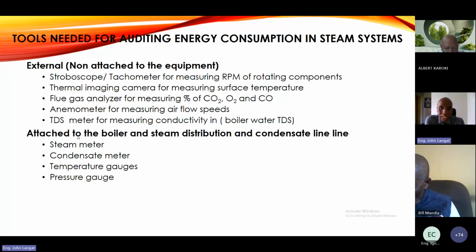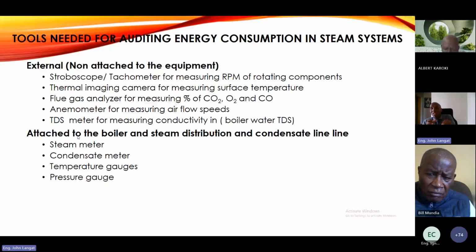Then you need the TDS meter for measuring conductivity in the boiler water. The TDS will show you the total dissolved solids inside the boiler. This one affects heat transfer. These total dissolved solids absorb energy themselves. That's why blowdown is done quite frequently. From there, if you find that the TDS is high, then maybe if they're doing one blowdown per day, you can recommend 2 or 3.